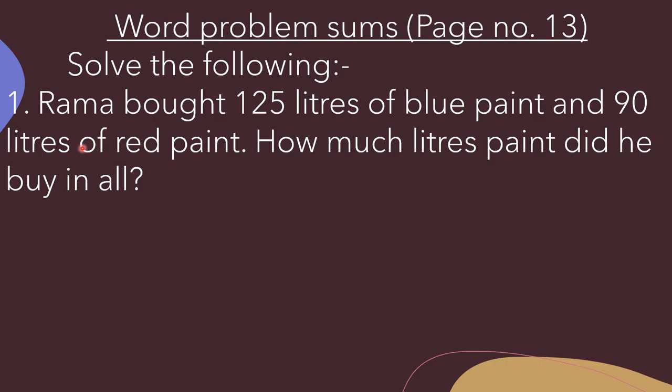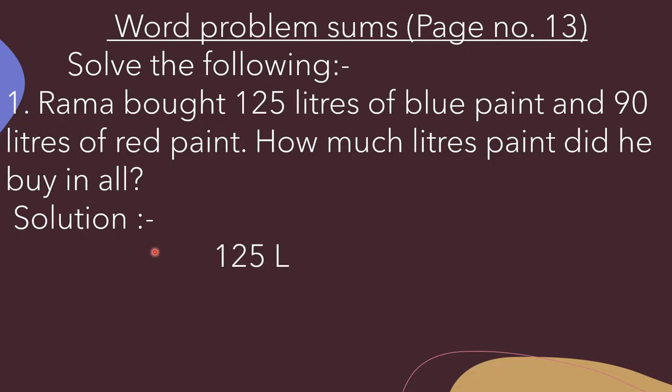So here beta, what do you mean by this question? That Rama bought means Rama ने खरीदा 125 liters of blue paint. Blue paint लिया उसने 125 liters and 90 liters of red paint और red color का paint उसने लिया 90 liters. So how much liters paint did he buy in all? तो उसने दोनों मिलाकर जो है कितने लीटर पेंट परचेज किया. Okay, so here we will do its solution.